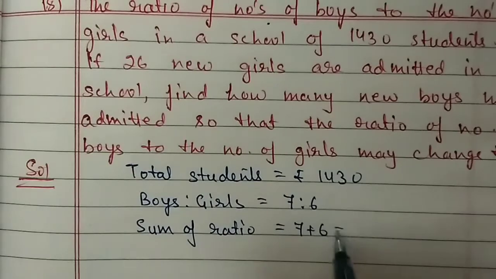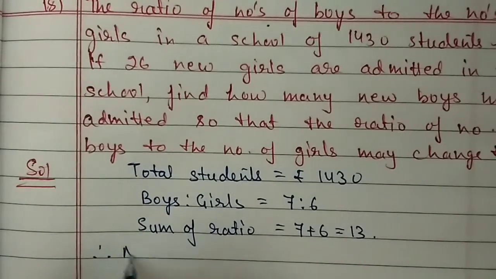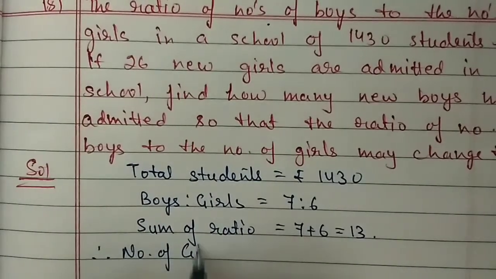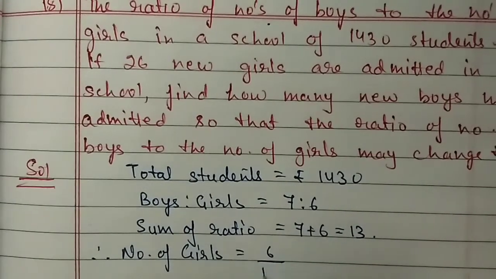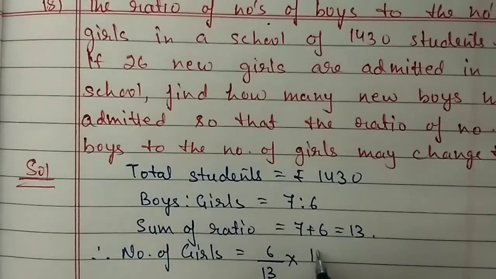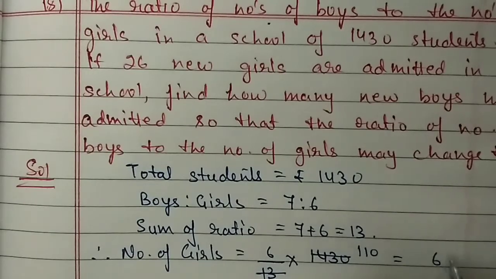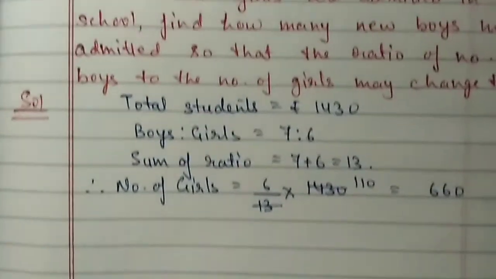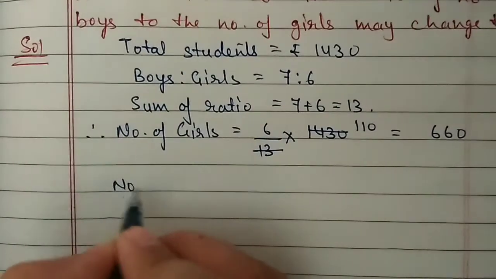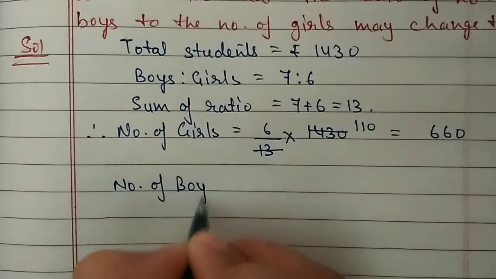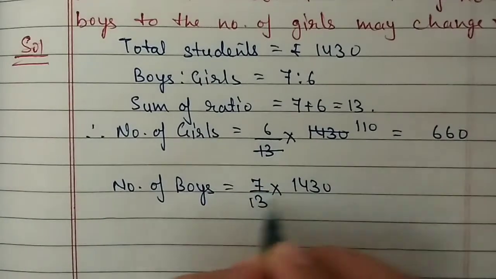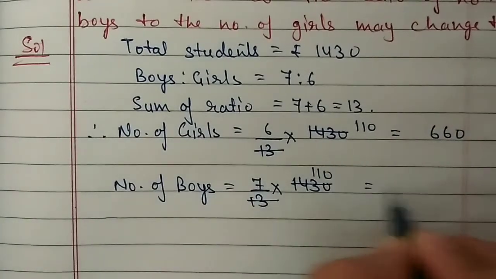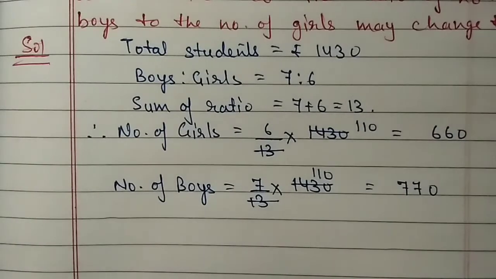7 plus 6 is 13. Therefore the number of girls is the ratio 6 divided by the sum of the ratio 13, into the total 1430. It will go 110 times. So the number of girls is 660. Similarly, the number of boys is 7 by 13 into 1430. So the number of boys is 770.